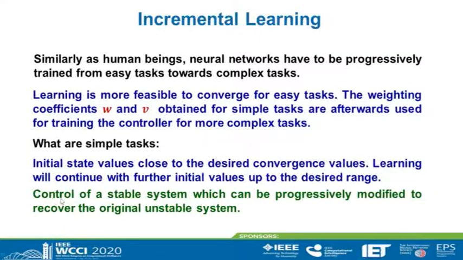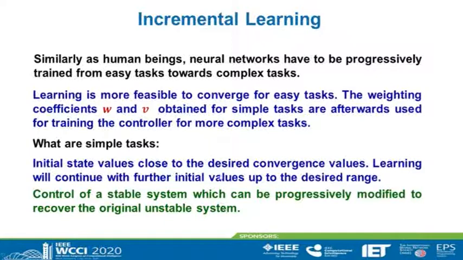Also here, we have the problem when we want to train a neural network for controlling an unstable system. First, the state space equation of the unstable system will be modified to have a stable system. And we train the neural network for this stable system. And after that, we continue training, but making this stable system more unstable, more unstable, more unstable, until finally we recover the original unstable system.